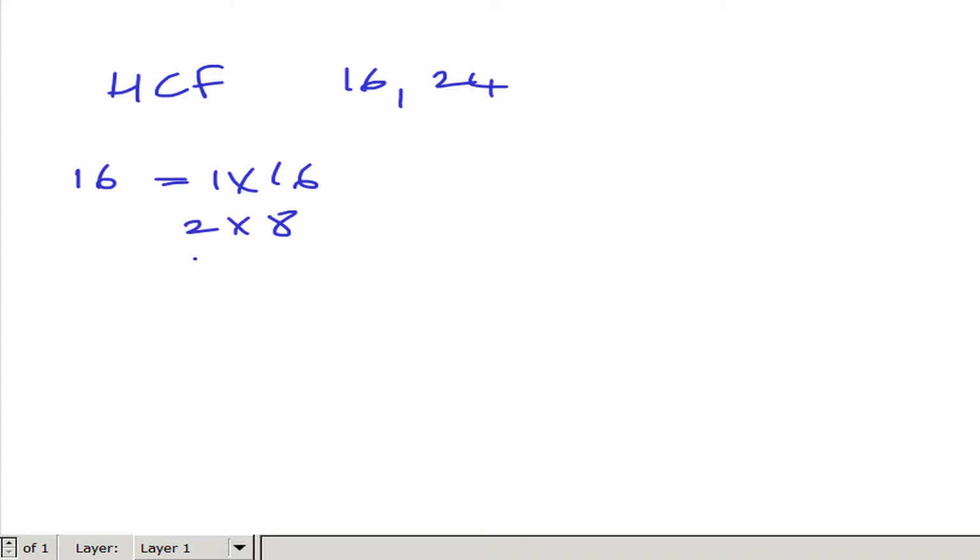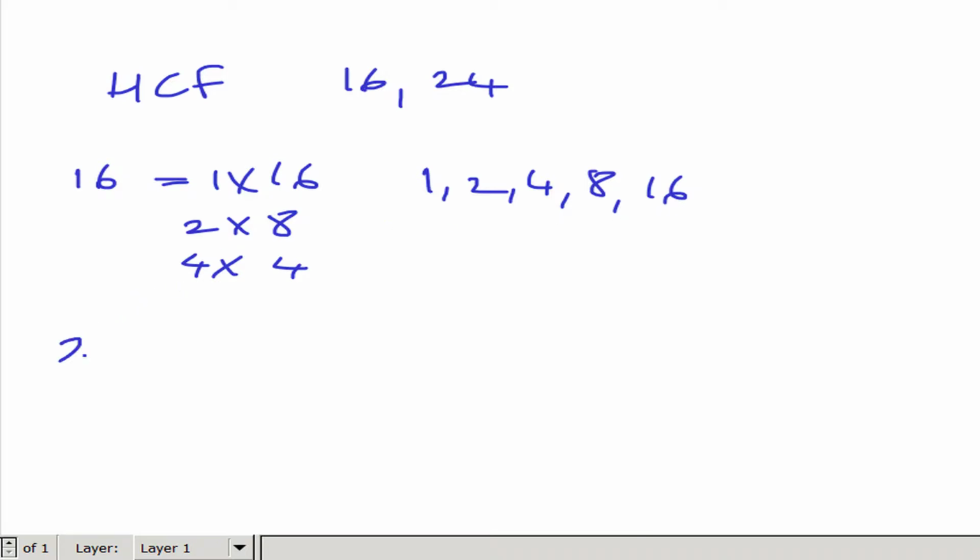So we're going to give you a quick example to explain the HCF of, say, 16 and 24. So what exactly is the HCF of these two? The best way of explaining it is let's find the factors of both these numbers. So 16 is the same as 1 times 16, 2 times 8, 4 times 4. Any other numbers? Can't think of any. So these are the factors: 1, 2, 4, 8, 16.